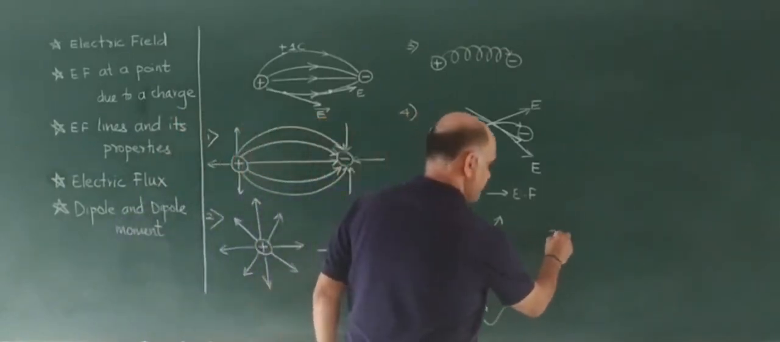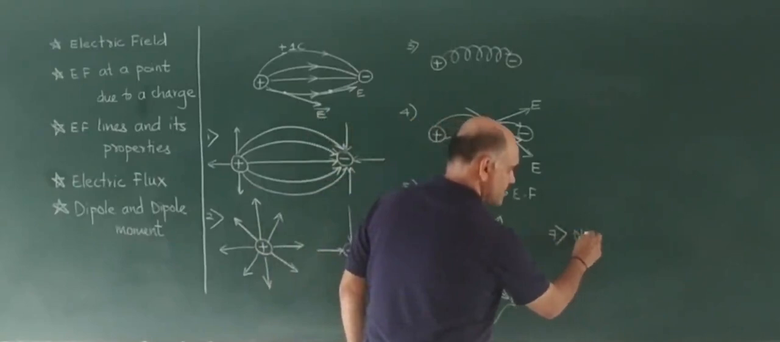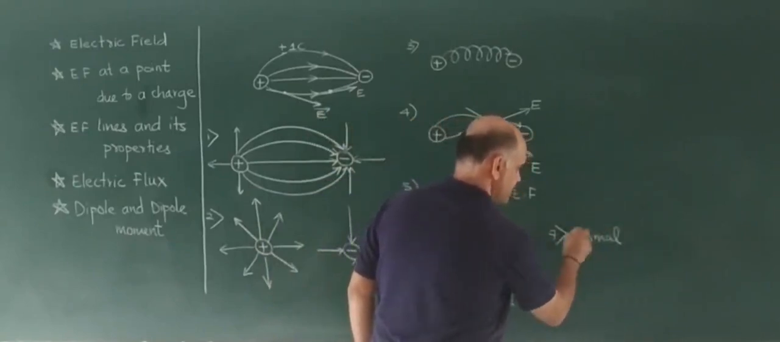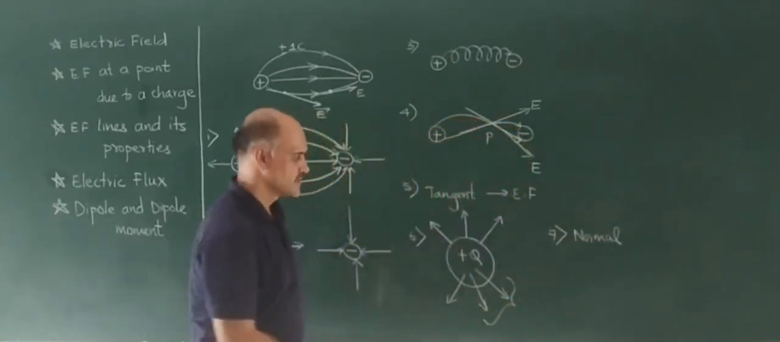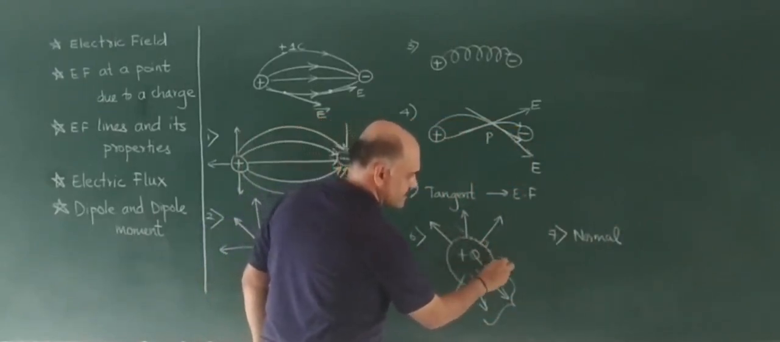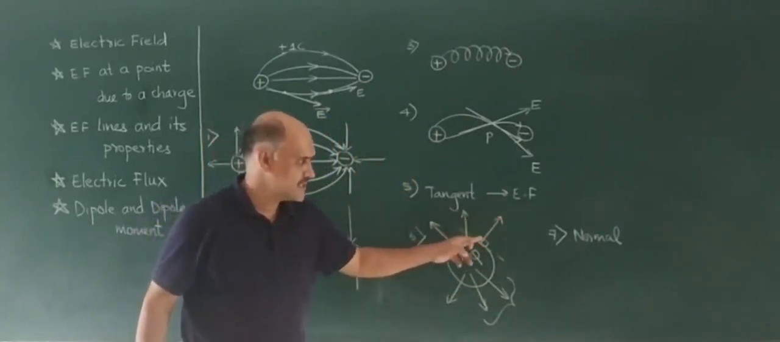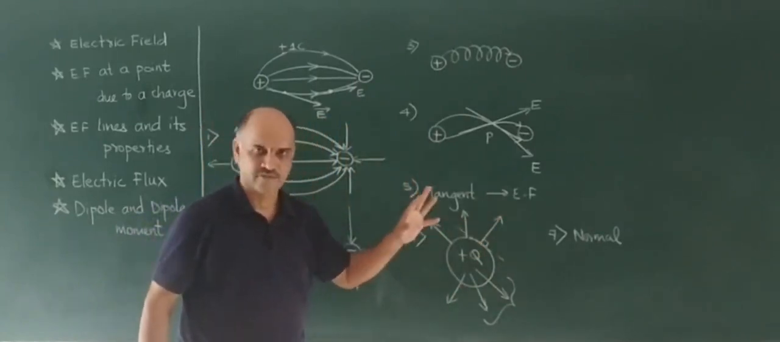Seventh, the electric field line is always normal to the surface. Normal means perpendicular. So here, if you draw a tangent, this line and the tangent will be perpendicular to each other. So it is always normal to the surface.